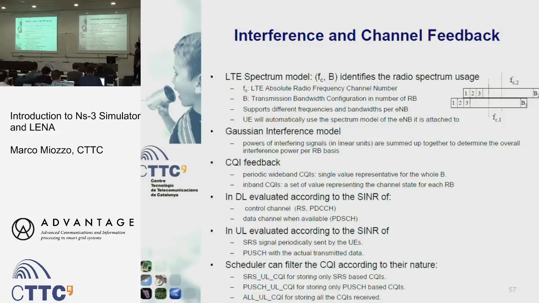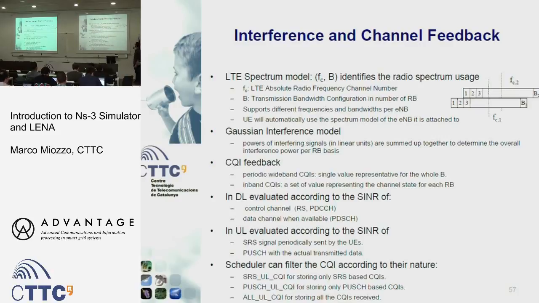Support, of course, different frequency and bandwidths according to the standard. And they can be, for instance, as in this case, partially overlapped, totally overlapped, or also, but it's not so useful, completely orthogonal. In this case, the UE will automatically use the spectrum model the node B is attached to, so it may change during runtime.